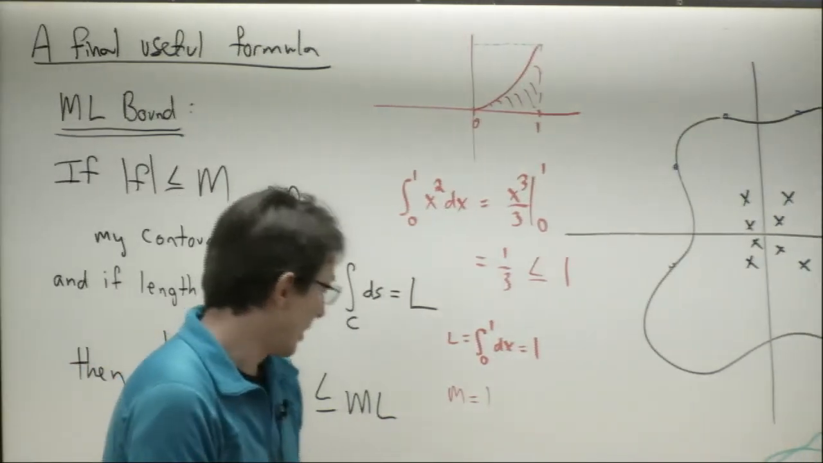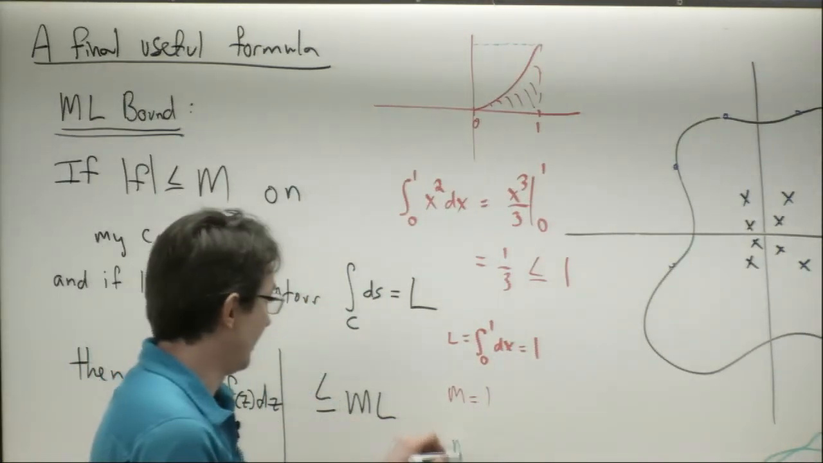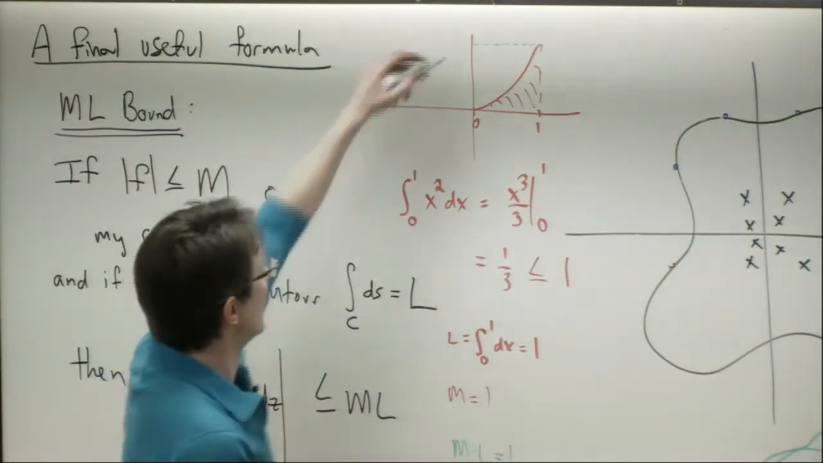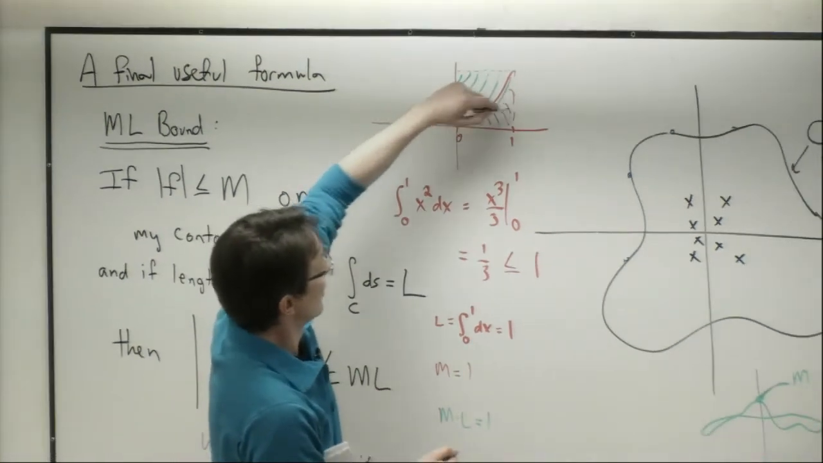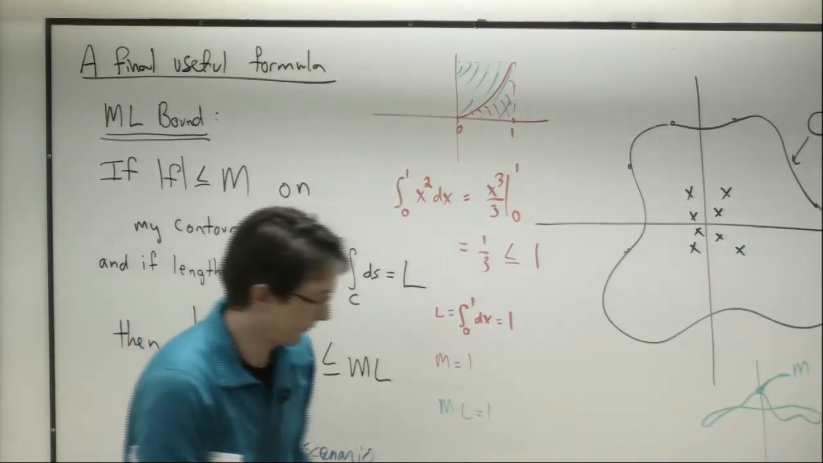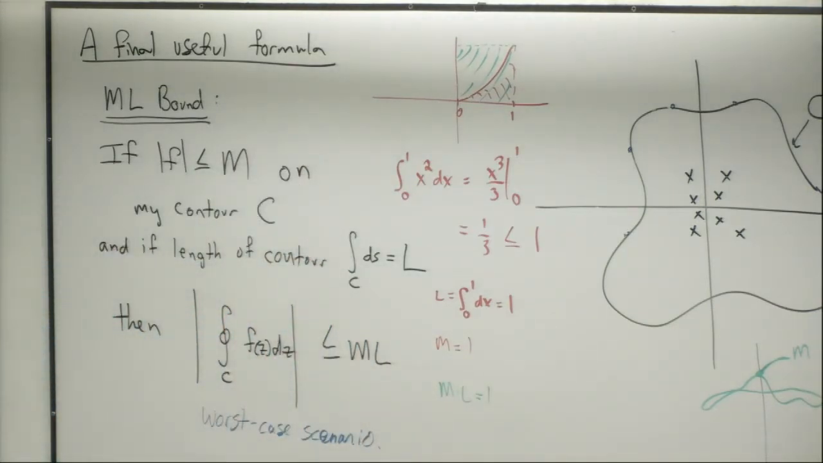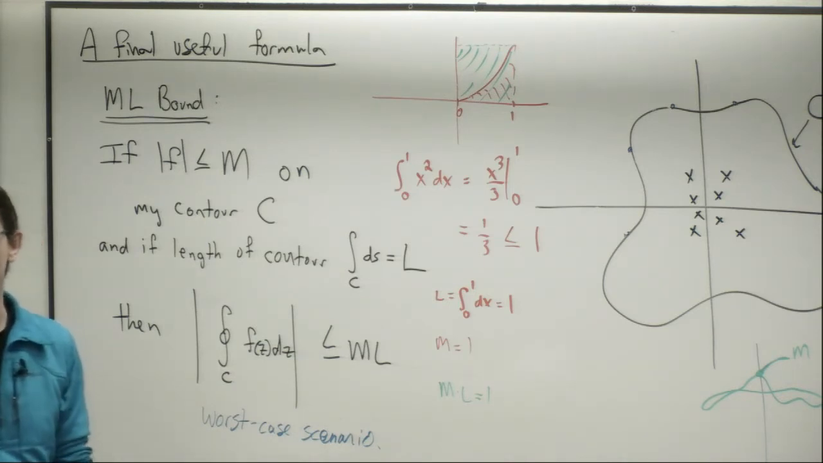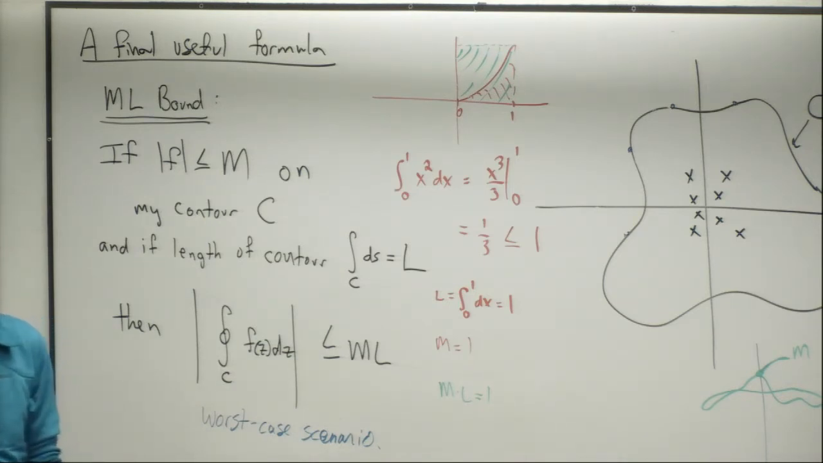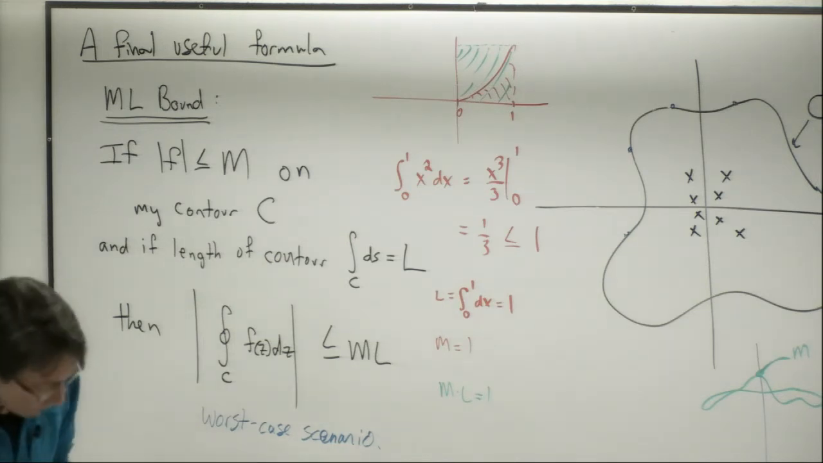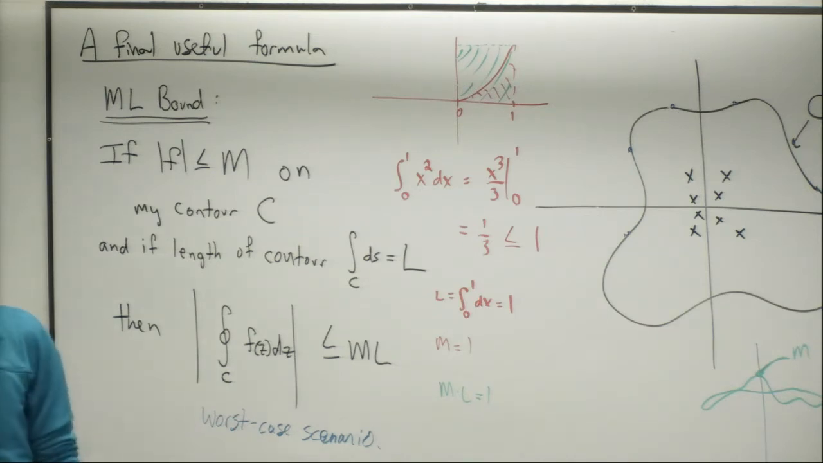Okay. So let me just color code this. M times L equals 1, and it's this green area here. All right, think about this. We're not going to use ML a ton, but you should feel comfortable with using it after we do a couple of examples.